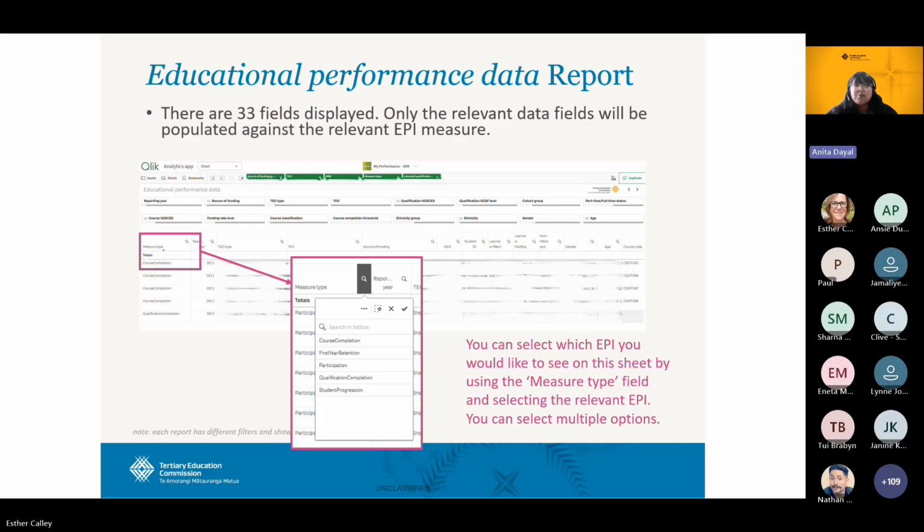I'm not going to lie, this report can take you some time to get your head around, as there are 33 fields displayed. Each row of data shows one measure only. This is shown in the first column on the left-hand side. You can filter for just one measure type, as shown in the pink boxes. Only the relevant EPI data fields will be populated against the relevant EPI. So what that means is if you select one EPI, not all 33 fields will have a value displayed.